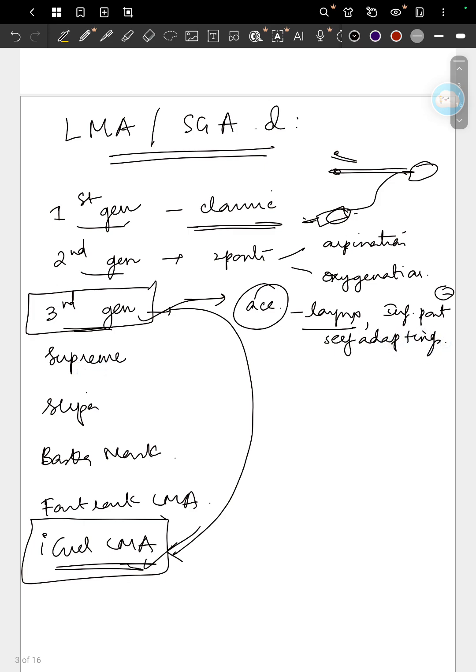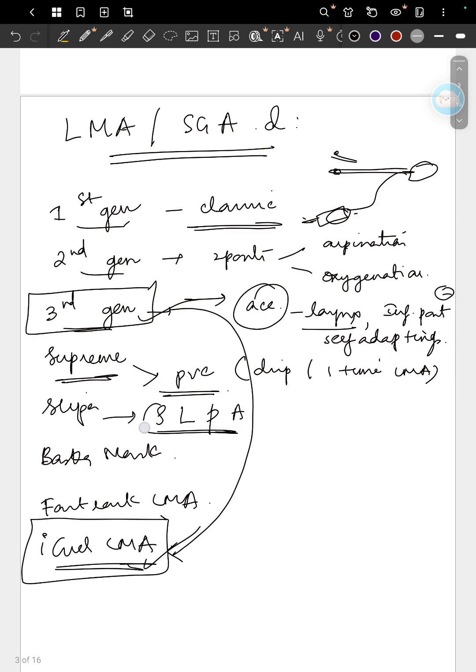And coming to the next part, that is Supreme. Supreme is basically made up of PVC. It is simply a disposable or one-time use LMA device, so we'll be using it only one time. And Slipper is a streamlined liner of pharynx airway. It is something like this. It's like a bag, a plastic bag like thing.